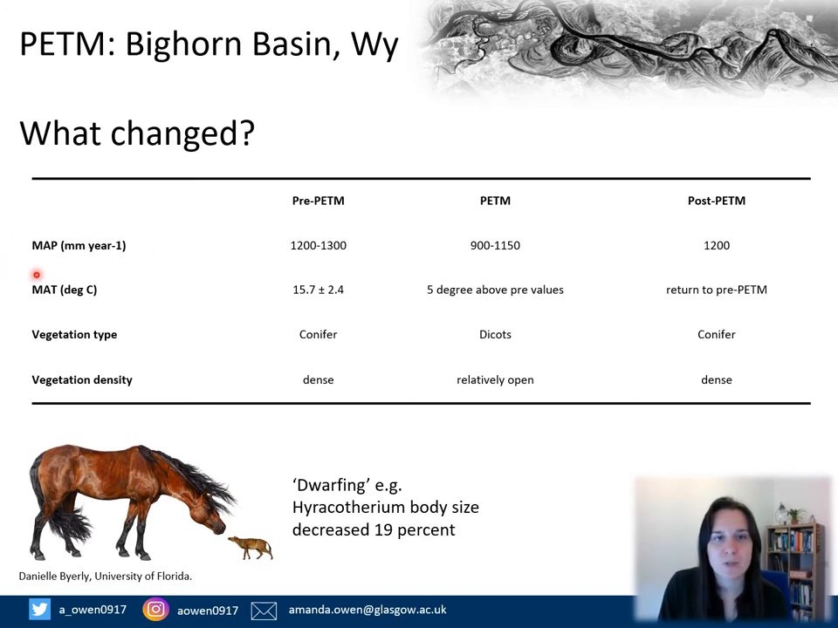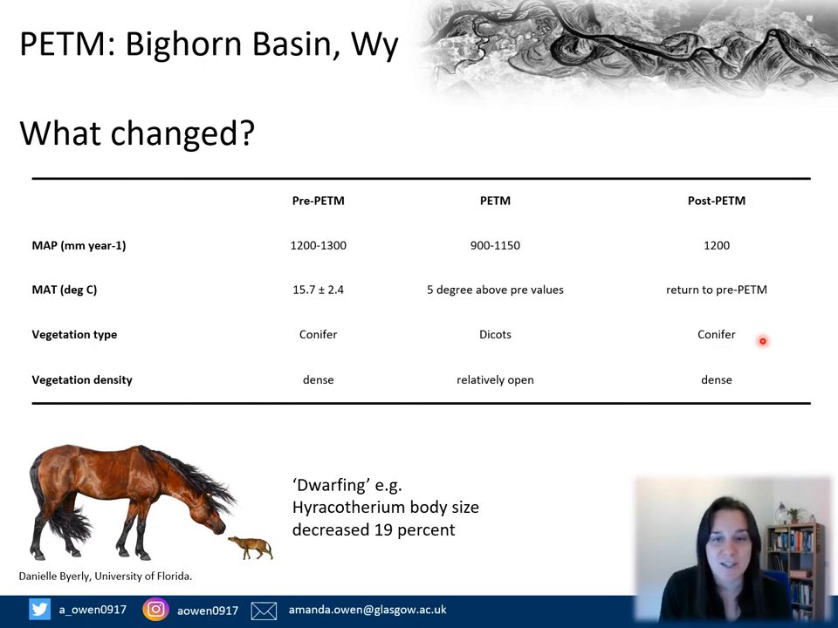Now, the mean annual precipitation, we can see that vastly decreases during the PETM and then recovers to normal conditions afterwards. The mean annual temperature, like we saw globally, shows a 5 degree increase in temperature. But again, after the PETM, it returns to normal conditions. We also see a change in the vegetation type. So we go from conifers to dicots and then back to conifers.